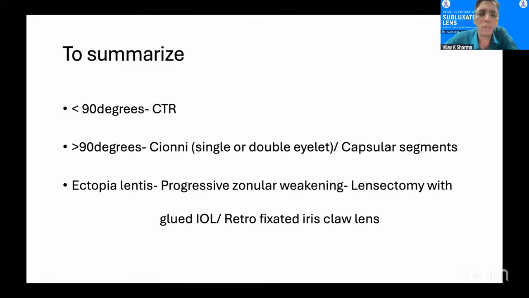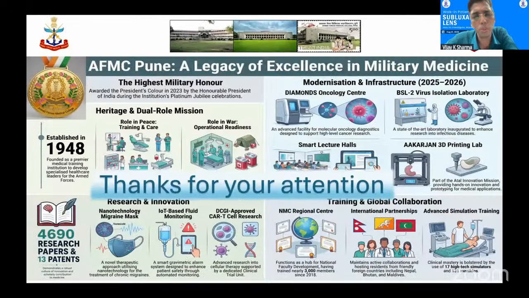In ectopia lentis or progressive zonular weakening, lensectomy or intralenticular aspiration with a glued IOL is preferable. Otherwise, a retrofixated iris claw lens is a good option.